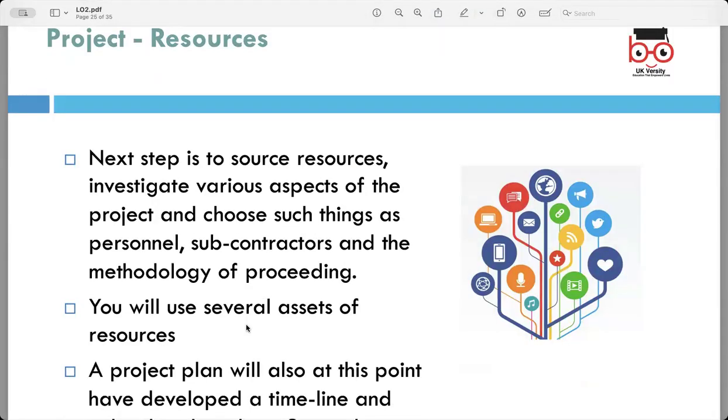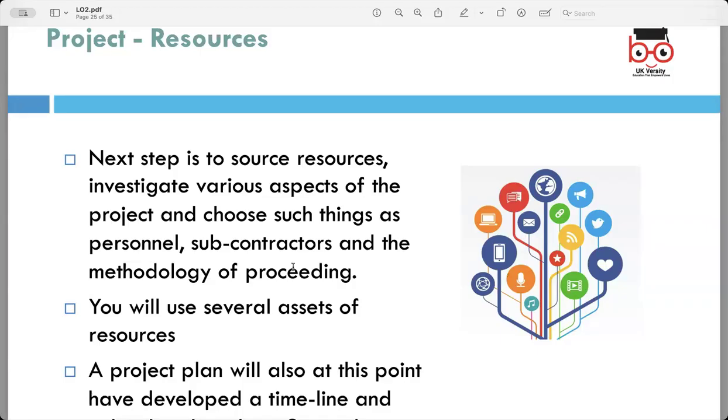Project resources. Here we'll talk about resources, which are essential for running any successful project. Once you have defined your project scope, your aim, your next task is to identify and secure the resources you will need. This includes people such as your project team, any external subcontractors, and also deciding on the methods or techniques you will use to carry out the work. You may need software, access to research database tools for data collection, or even simple materials like printing supplies.